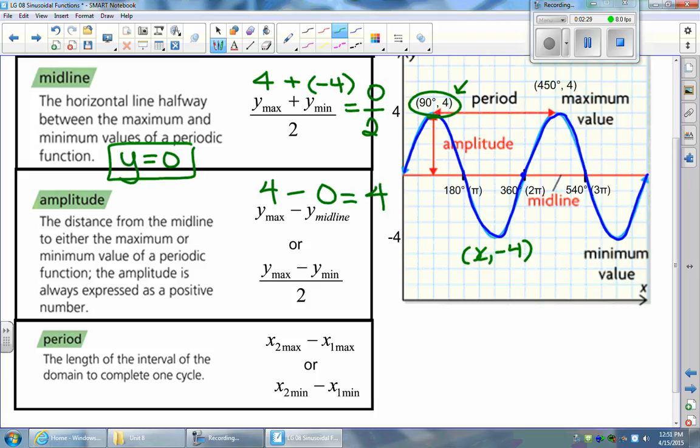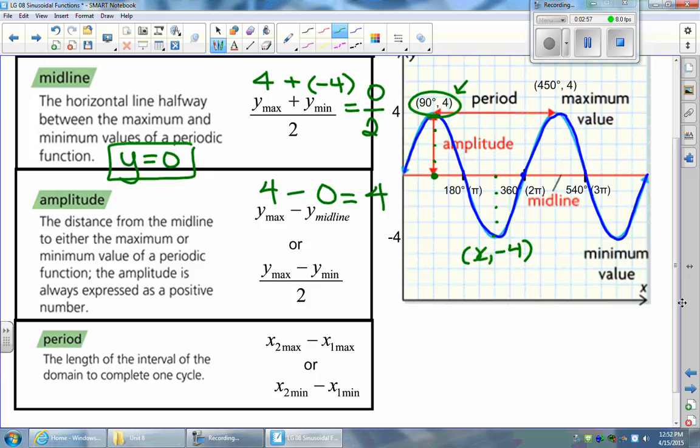You can also just count. If I'm counting from the midline up to the maximum, that's 1, 2, 3, 4 units. The distance between the midline and the maximum is 4 units. You can also count down to the minimum. So if you go from the midline downwards, 1, 2, 3, 4, that should be the distance to the minimum value.